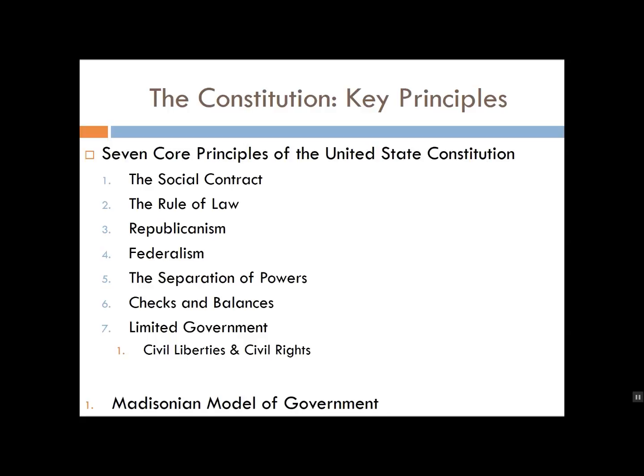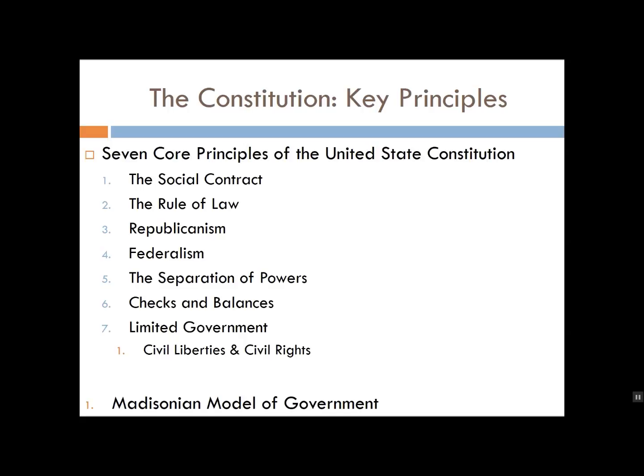For example, if Congress is getting too big for its britches, the president can control its influence by vetoing their legislation. On the flip side, if the president's beginning to abuse his power as the chief executive or the commander-in-chief by, let's say, misusing troops, well, Congress can control him by refusing to provide the tax funds that he needs to pay for his soldiers.